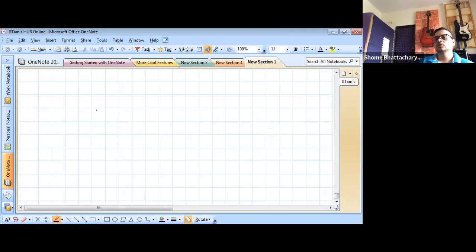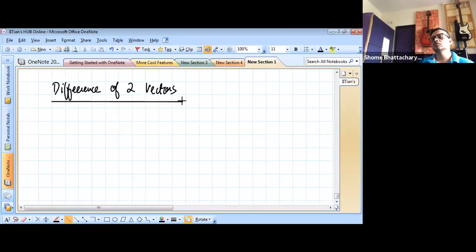now the next thing we come to is difference of two vectors. So this is again another type of triangle law, but you can say this is the second part of triangle law.